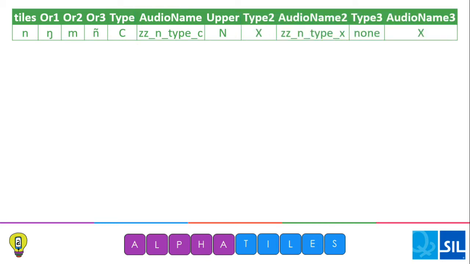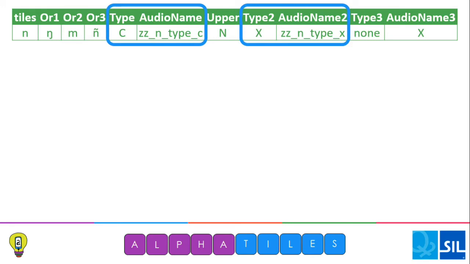Okay, now we've added some additional columns to address this issue of the multifunction symbols. So we have the first type of this tile. This tile in has the type consonant. But this also has a second type. Sometimes it is of type X. It's not really a consonant or a vowel. And then there could be a third type. In this case, for this tile in, it does not have a third type.